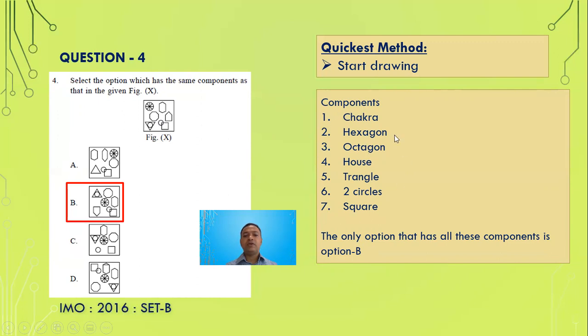So we got so many components, and the only option which has got all these components is option B, isn't it? There is a triangle. There are 2 circles. There is a square. Then there is a house, an inverted house. Then there is an octagon. There is this elongated hexagon, and there is this chakra.